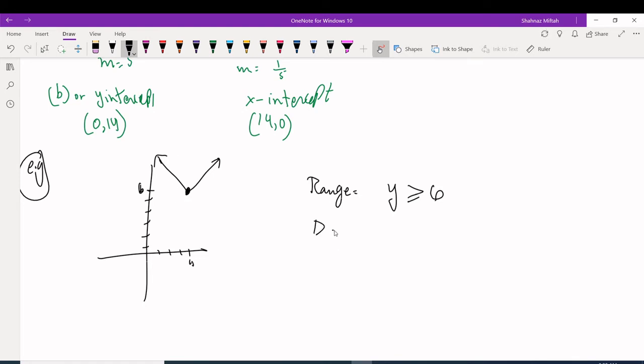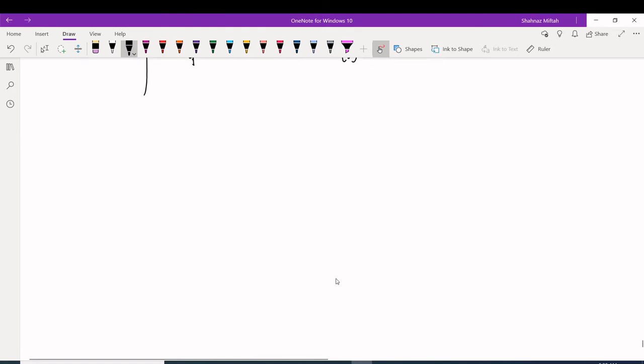Now, what is the domain of this graph? The domain is 4, right? It's 4, but that's also the range of the inverse, actually. The domain of the inverse is going to be x greater than or equal to 6, because we switch the x's and y's between the original function and the inverse. So domain and range flip, they change, they switch.